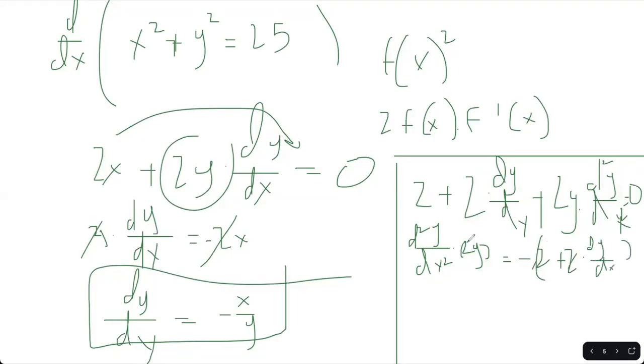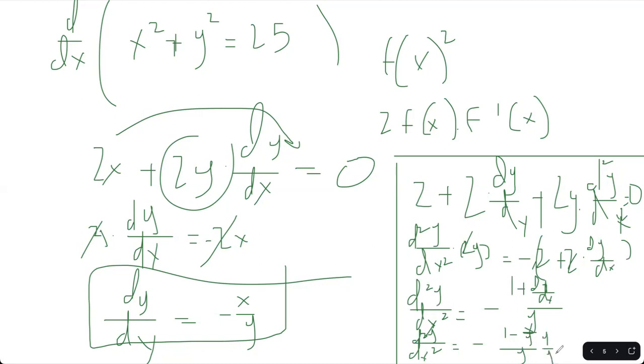Cancel off a 2 from all sides, and we get d squared y over dx squared is equal to negative 1 plus dy/dx over y. Final step, plug in what we got for dy/dx back into here, and we're going to get d squared y over dx squared is equal to negative 1 plus, well, technically minus because it's x over y, 1 minus x over y. It's a complex fraction, so we can just multiply by y over y to clear it, and you get y minus x over y squared. And it doesn't look that complicated because it's a pretty simple function.